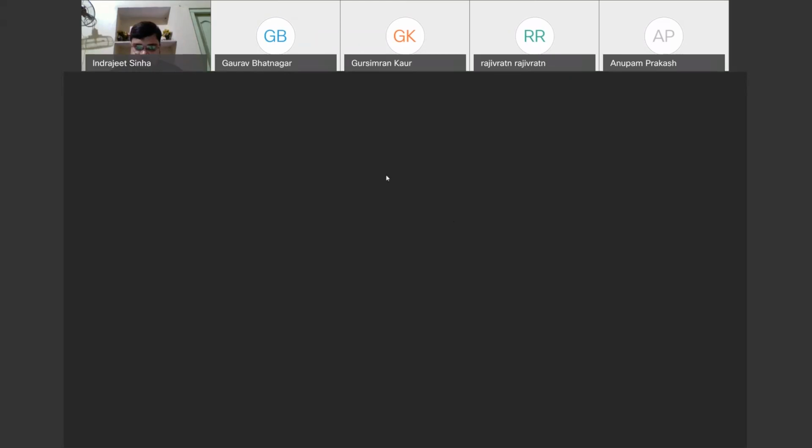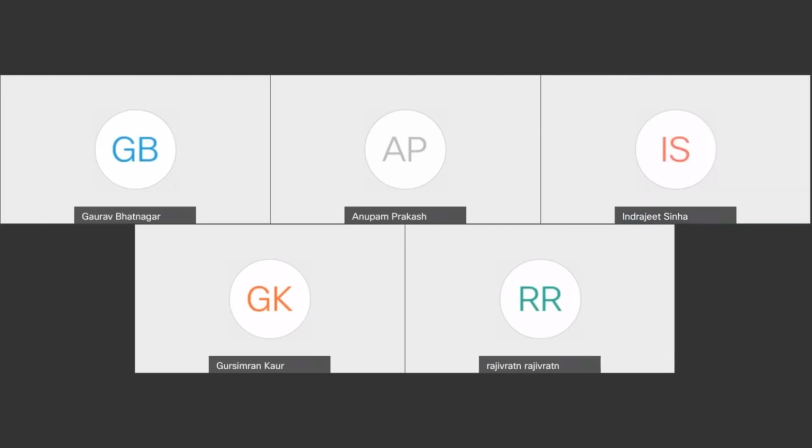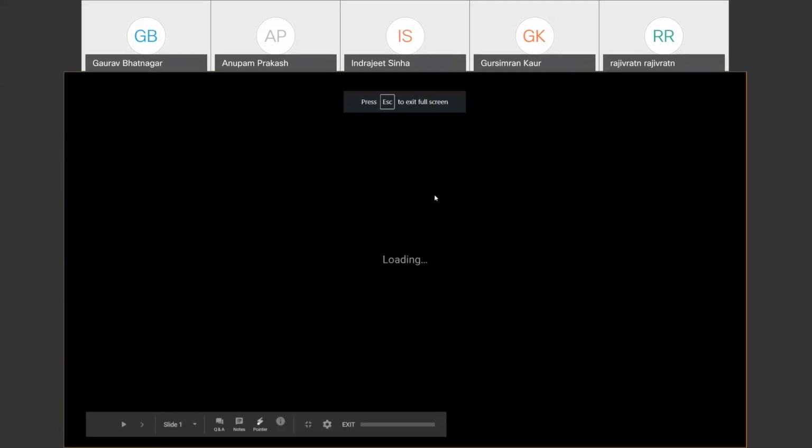Okay. So please start presenting paper 119, which is the spread and peak prediction of COVID-19 using ANN and regression. Anupam, you have 20 minutes for the presentation and then 3 minutes for the question answer session. Sure. Yeah, please adhere to the timings. So, is my screen visible? Yeah, it is visible.